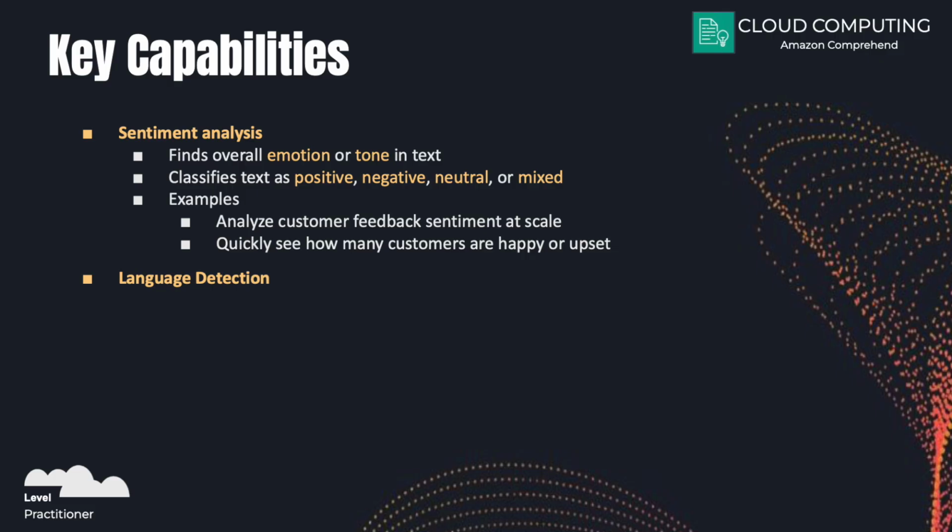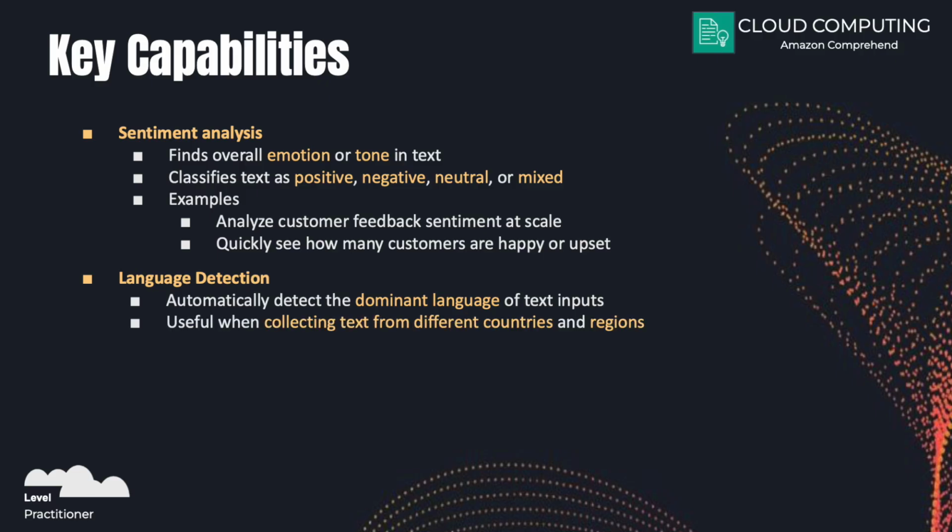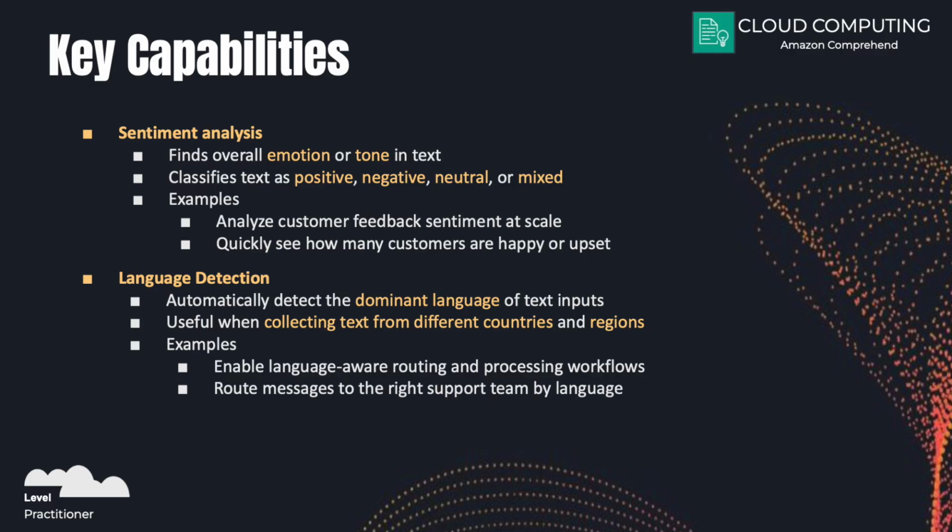The next feature is language detection. If you're collecting text from different countries, sometimes you don't even know what language a message is written in. Comprehend can automatically detect the dominant language for you, and this can be very helpful if you want to route a message to the right support team or decide which translation to use before you analyze the content further.